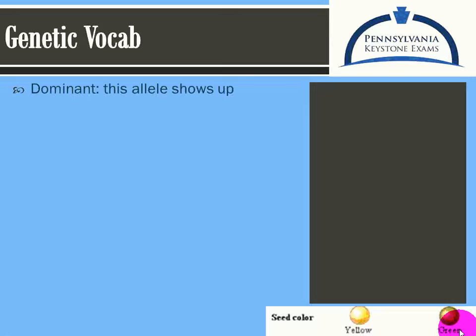So dominant, if you hear anything about a dominant gene or a dominant trait, this is the one that will be visible. This is the one that shows up. This is the one that does not get masked. In the case of seeds for pea plants, yellow is the dominant trait.